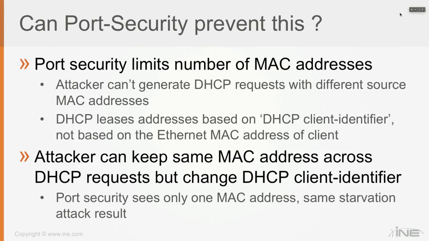So what that means is that the attacker can keep the same MAC address across those multiple DHCP requests and just change the DHCP client identifier, which ends up in the same starvation attack that is going to starve the IP address pool from the DHCP server. Because port security is going to see a single MAC address. Port security does not do any kind of inspection of a payload. Port security only looks at the source MAC address from the Ethernet frame and compares that source MAC address against its configured port security policy. So clearly, port security is not going to help in here.